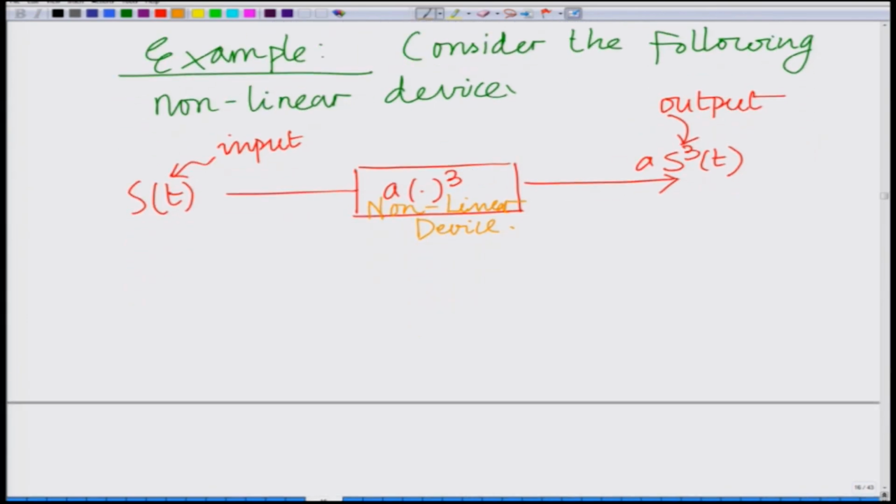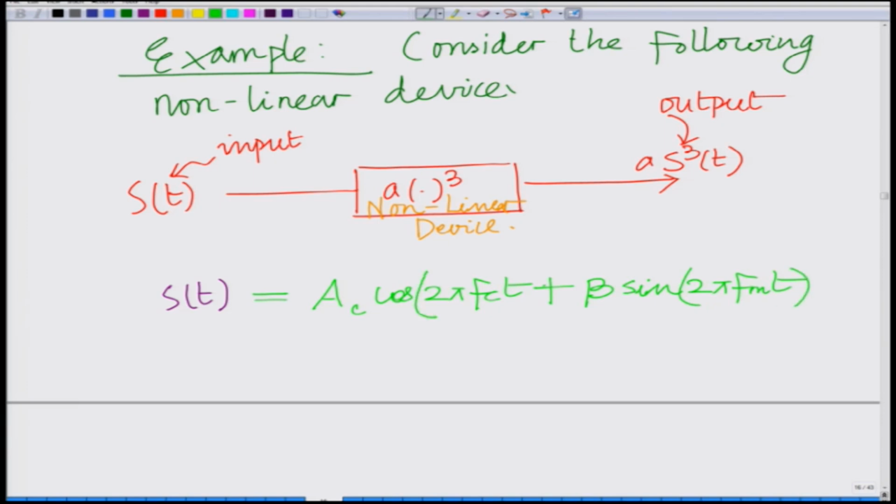Okay. So, let us say the input signal to this is your narrowband FM signal, that is s(t) equals A_c cosine(2 pi f_c t plus beta sine 2 pi f_m t), that is the input to this. Let us denote this argument by theta_i(t). I can say this is A_c cosine theta_i(t), this is my s(t).